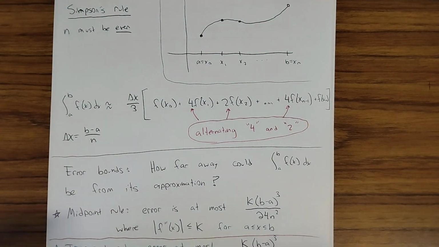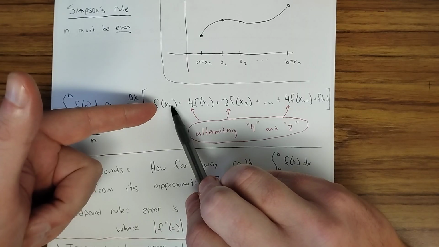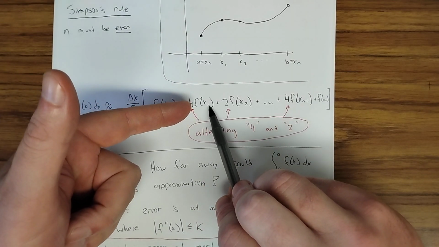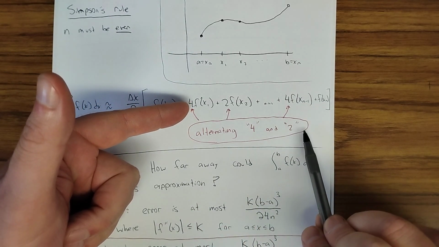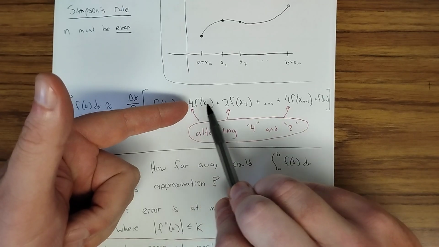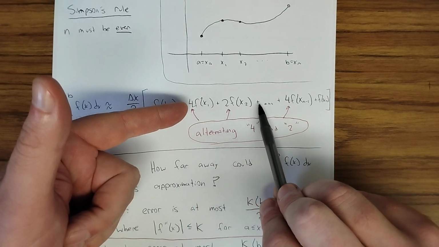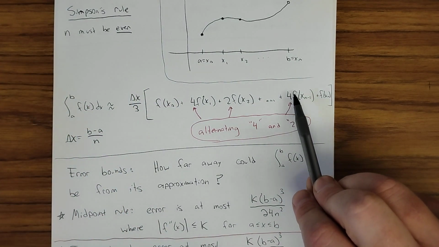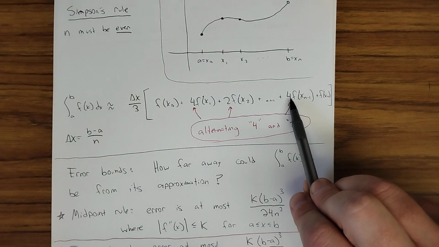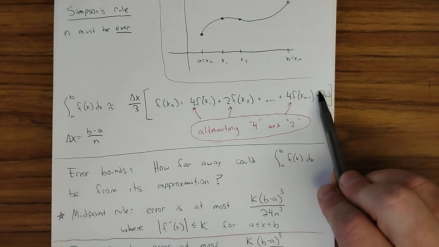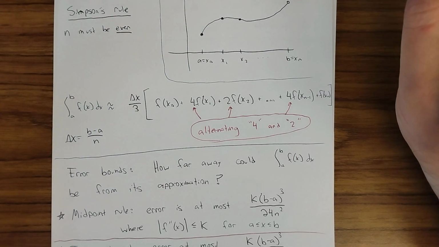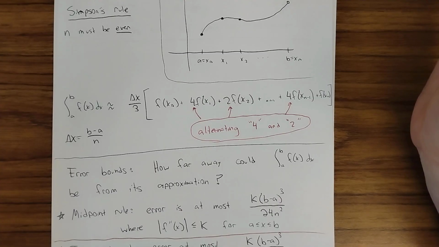So yeah, let me start over. We've got a 1 in front. The very next one should be a 4. This alternating 4s and 2s always starts with a 4 and ends with a 4. So it's alternating 4s and 2s until we get to the second to last one, which should be a 4, and then the very last one is just a 1. And that's Simpson's rule.